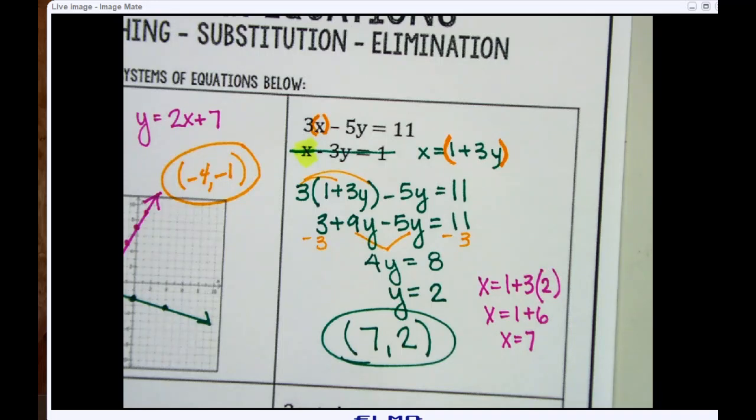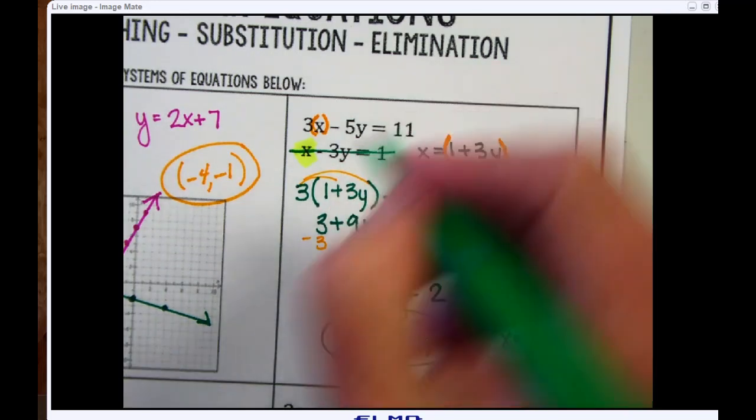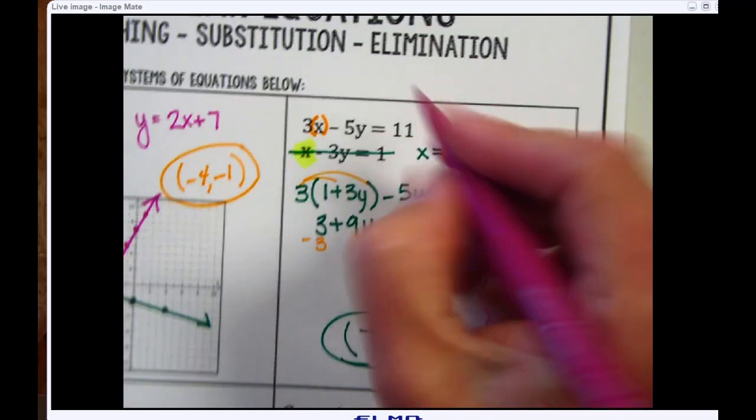Okay, so substitution is where we get a variable alone and we plug it back in. In fact, I'm going to write right here that that's what we used. We used substitution.